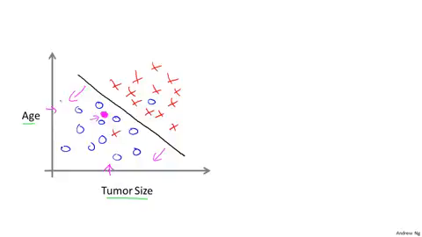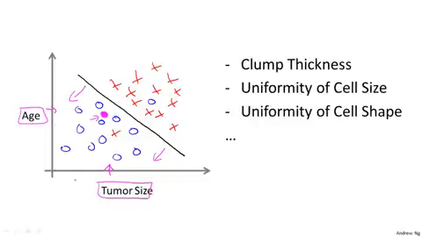In this example, we had two features, namely the age of the patient and the size of the tumor. In other machine learning problems, we will often have more features. And my friends that work on this problem, they actually use other features like these, which is clump thickness of the breast tumor, uniformity of cell size of the tumor, uniformity of cell shape of the tumor, and so on, and other features as well.